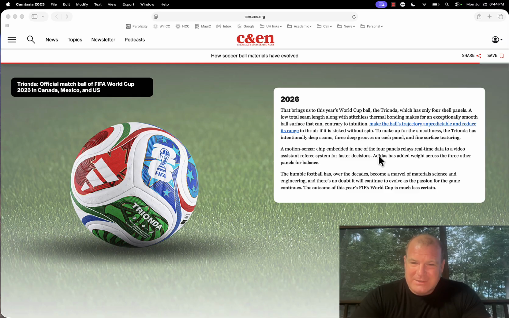So this is going to be interesting. Oh, and it also has a motion sensor chip. And Adidas makes the balls. They counterweight it so it's even. So like I said, they don't have a breakaway in this one. So we'll see how much people like this soccer ball.